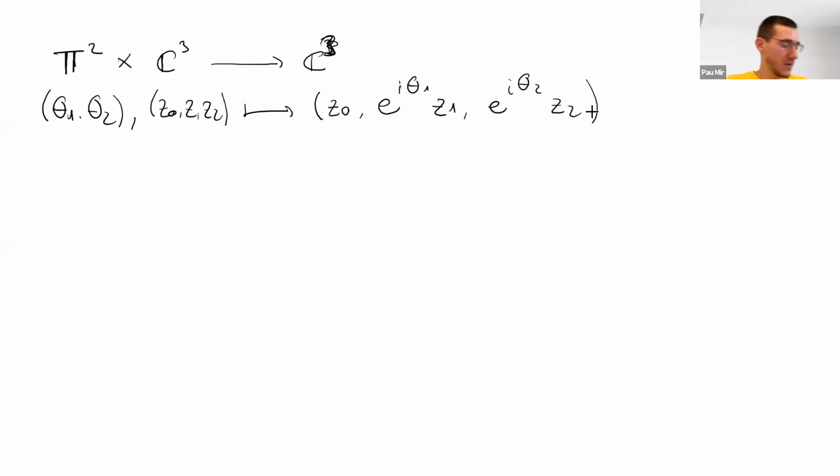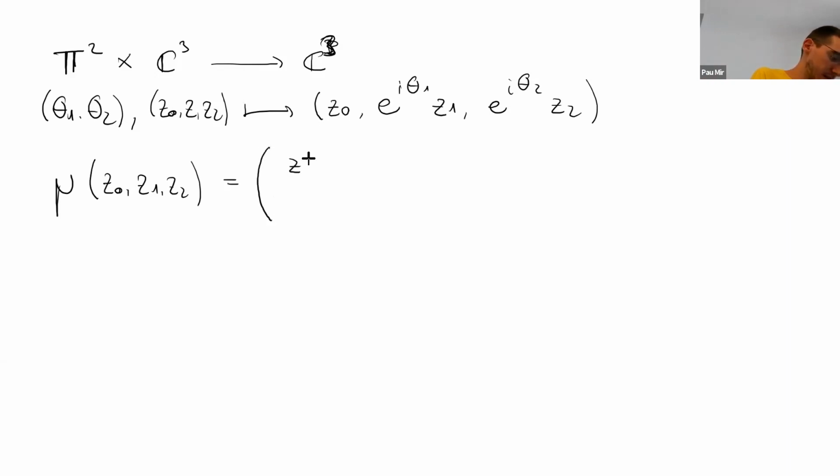With the same procedure, we would arrive at a moment map which is really similar, a moment map which now has an image not in R but in R2. It has two components: the moment map of Z0, Z1, and Z2 would be basically the same in two components: Z1 squared divided by 2 and Z2 squared divided by 2.